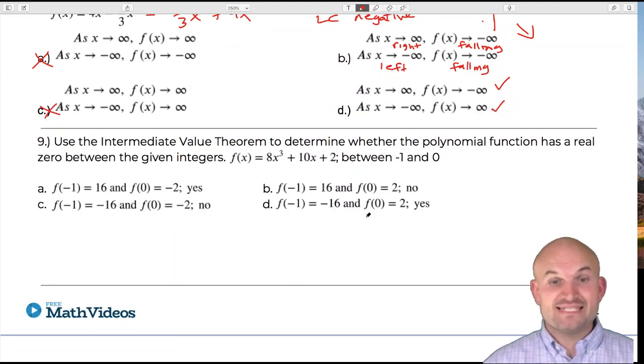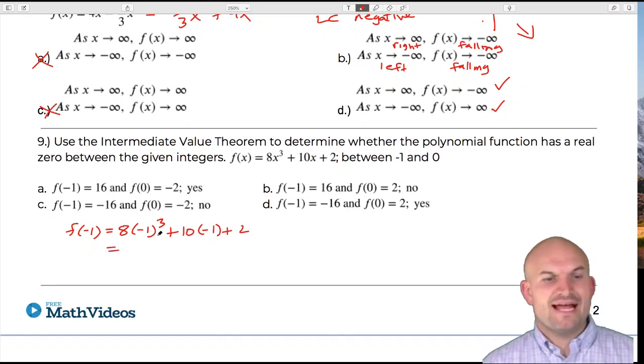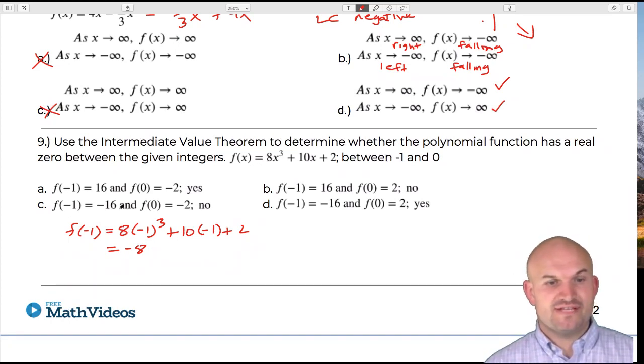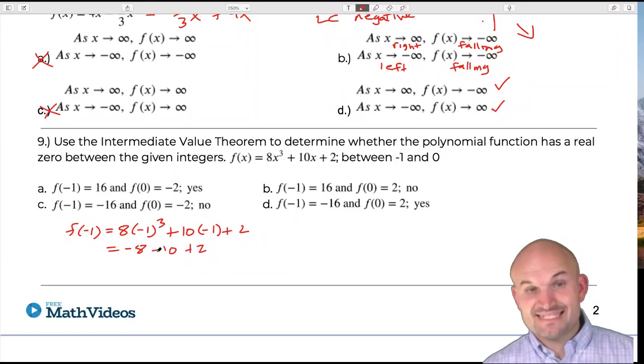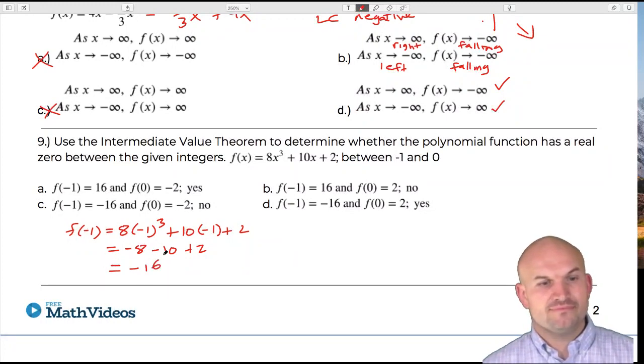So all we need to do is figure out what f of -1 and f of 0 are. It's kind of telling us what we need to do. So we take -1 cubed plus 10 times -1 plus 2. Any negative number raised to an odd power is negative, so that becomes a -8. Plus, I'm sorry, 10 times -1 is going to be a -10, plus 2. So -8 minus 10, you owe me $8, you borrow 10 more dollars, you owe me 18. That's going to be a -16. So therefore, I can say that one's not it, and that one's not it.